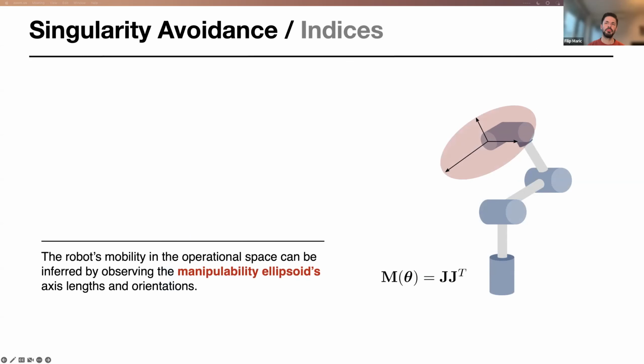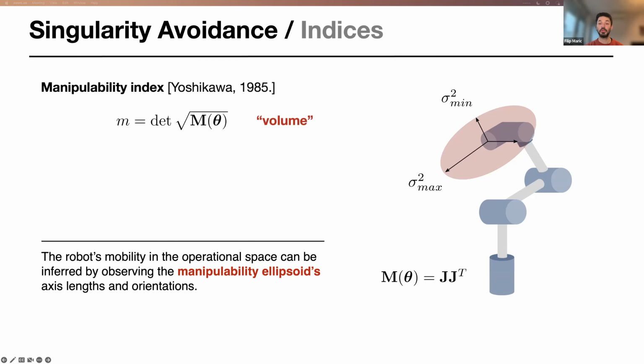So the capacity of joint movements to produce motion in the task space direction is proportional to the lengths of the manipulability ellipsoid's axes. In fact, these lengths are exactly equal to the squared singular values of the manipulator's Jacobian, which gives a clear geometrical interpretation of its conditioning. This interpretation has previously been used to develop indices which are optimized as part of planning and control algorithms. So first we have the manipulability index, which is proportional to the volume of the manipulability ellipsoid itself. And it's often used with gradient-based optimization methods.